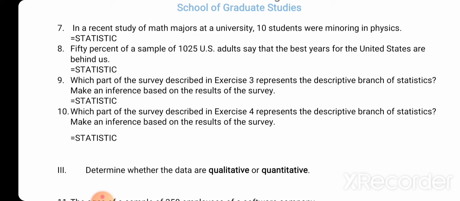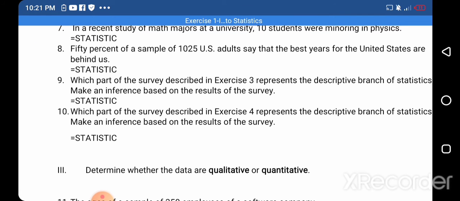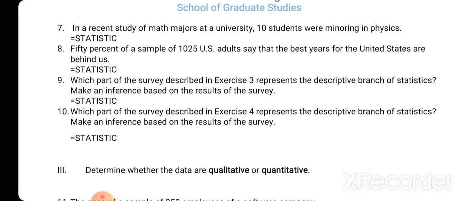Number 9: which part of a survey described in Exercise 3 represents the descriptive branch of statistics? Make an inference based on the result of a survey. So the question here is from Exercise number 3: determine which part of the study represents the descriptive branch of statistics and what conclusions might be drawn from the study.